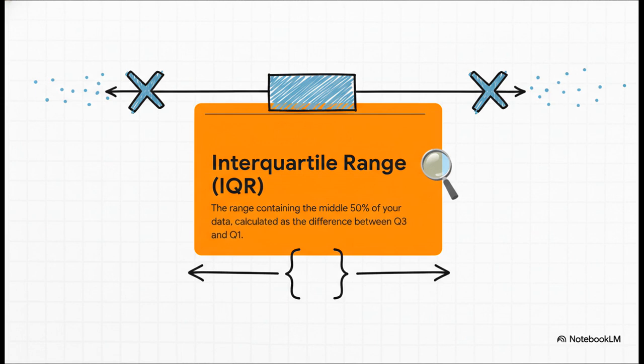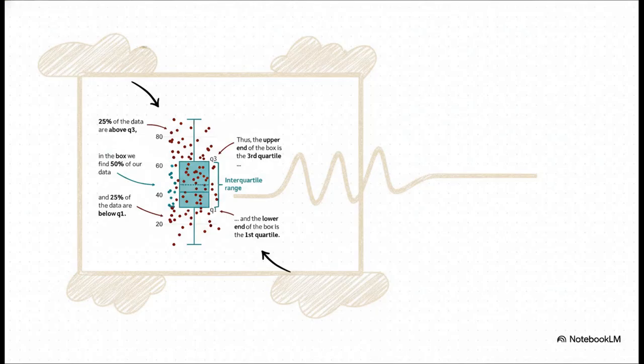And that brings us to a much more powerful tool, the interquartile range, or IQR for short. This is a game changer because it focuses only on the middle 50% of the data. You just take the third quartile and subtract the first one. By doing that, it completely ignores the weird outliers on either end, giving us a much more stable idea of the typical spread.